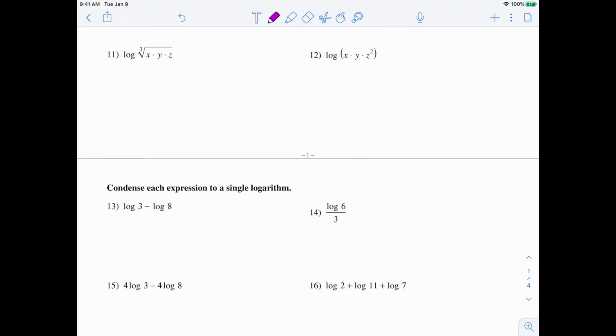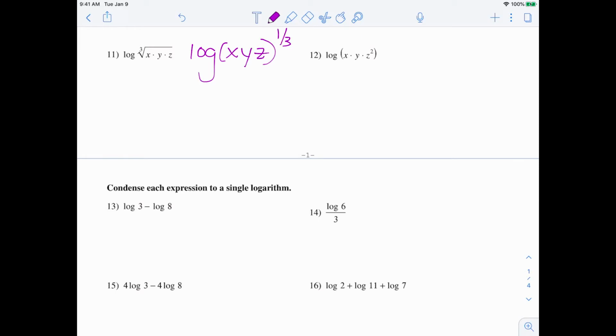I'm going to go ahead and look at number 11 now. Number 11 is the log of the cubed root of x, y, z. The first thing I'm going to do is rewrite the cubed root as a power of 1/3, because remember, 1/3 is the same thing as a cubed root. So I would have the log of x, y, z to the 1/3.